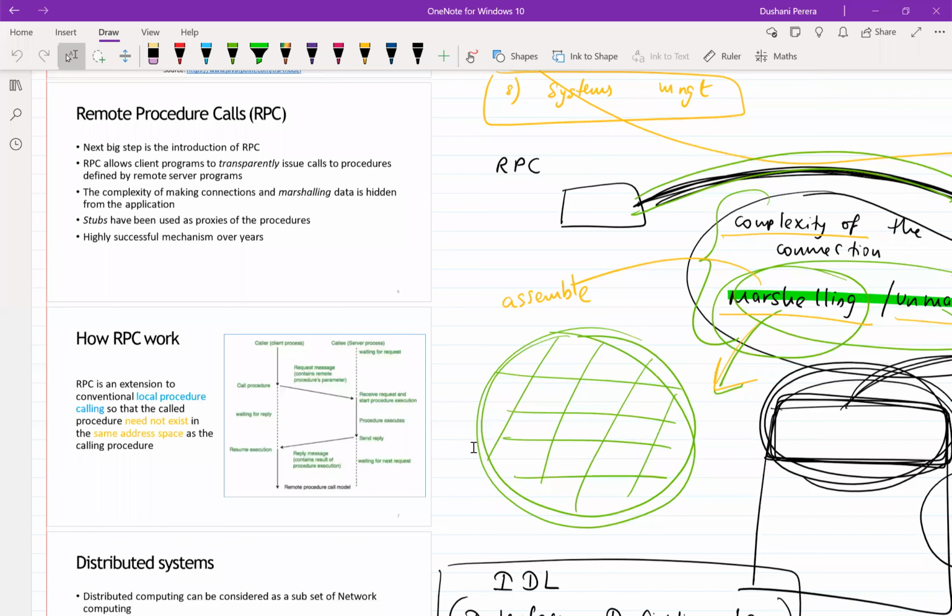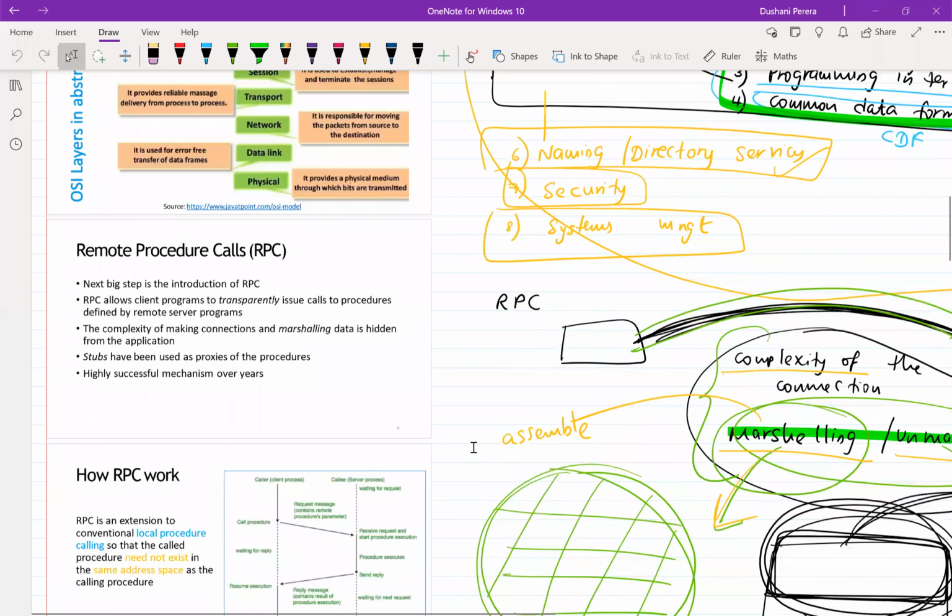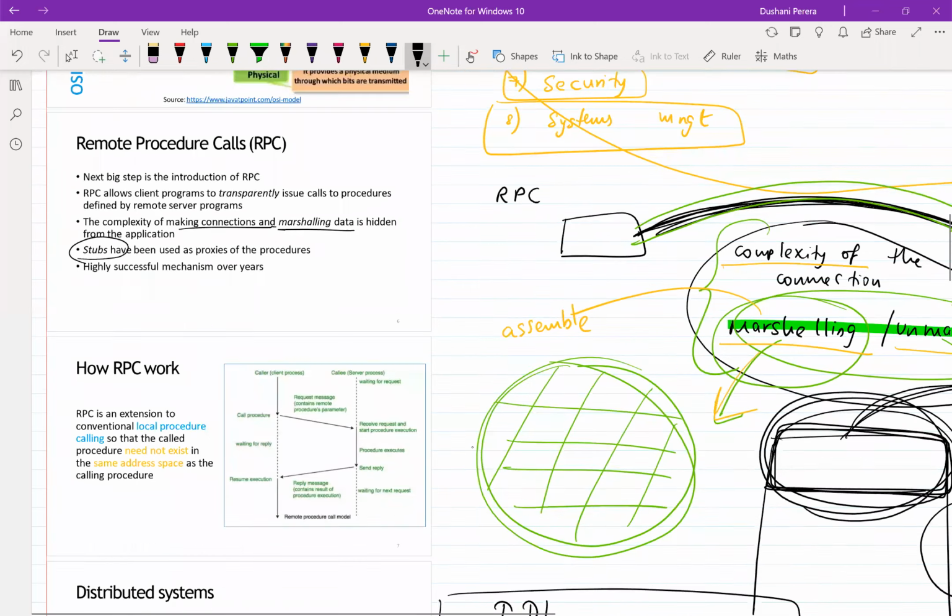Okay, so here in RPC, we discussed that it issues calls and creates connections, marshals data, assembles it to send it over the network, and then unmarshals at the destination. So stubs will do that marshalling, and skeletons are there as well. So that's about RPC, which is a type of middleware.